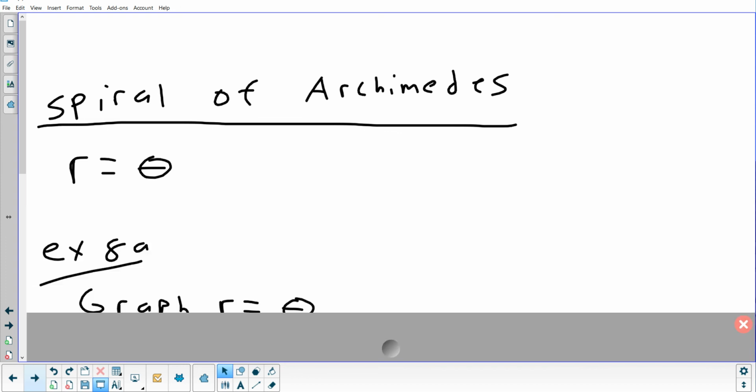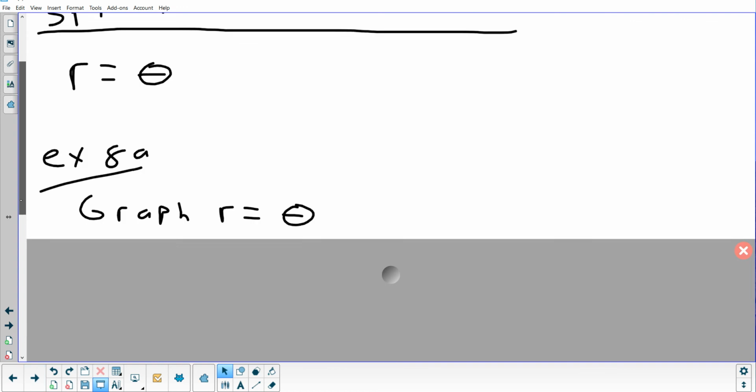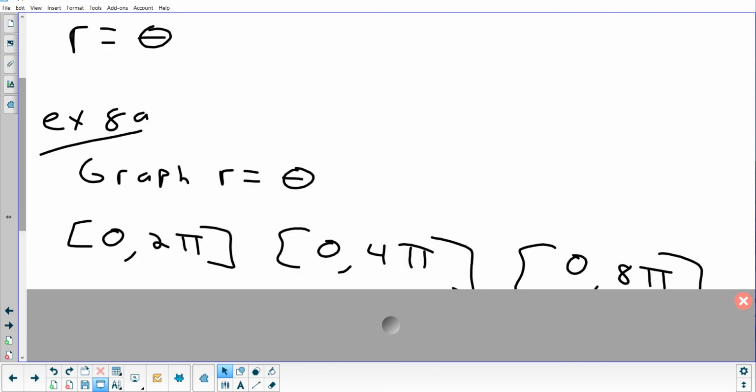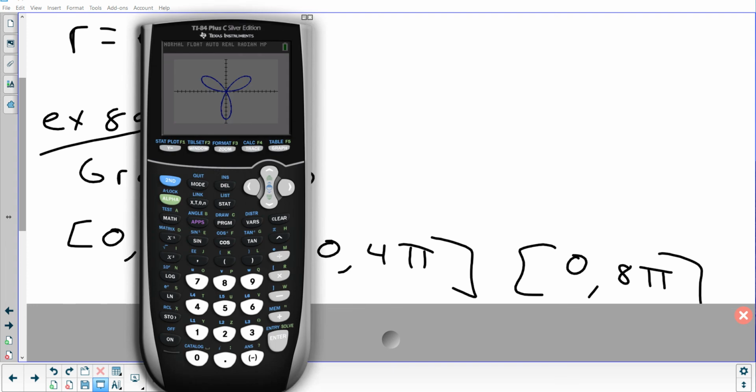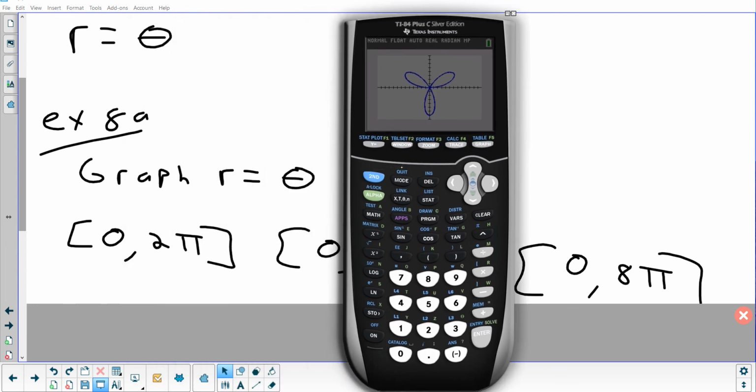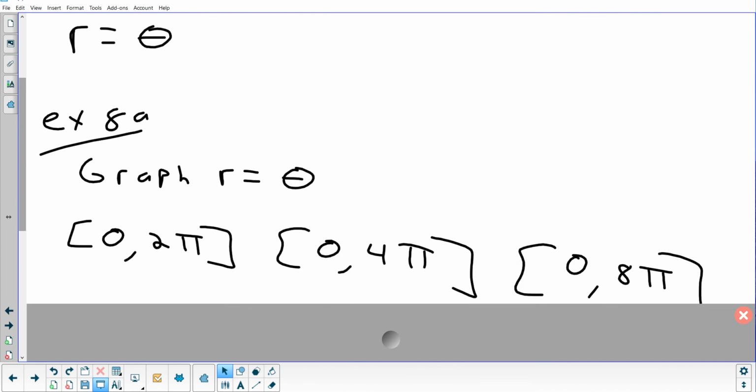So let's try it in radians, and we'll do a few different windows. Let's try 0 to 2 pi. Okay, when I sketch 0 to 2 pi, how many revolutions of the spiral do you think I'm going to get? 0 to 2 pi, yep. You're going to get 1. And since the spiral of Archimedes has the radius equal to the angle, what's the biggest radius that I'm going to get if I go 0 to 2 pi?